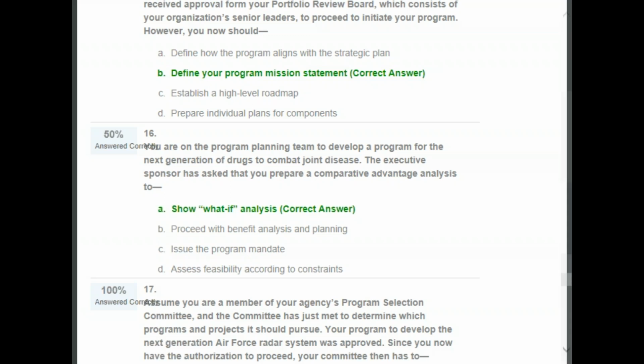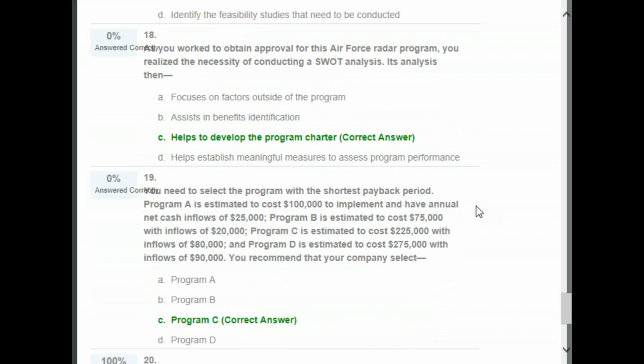Question number 17, you both have attempted right. Question number 18, you are working to obtain approval for this Air Force radar program? You realize the necessity of conducting a SWOT analysis. Focus on factors outside of the program, assist in benefit identification, help to develop the program charter, and help establish meaningful measures to assess program performance.